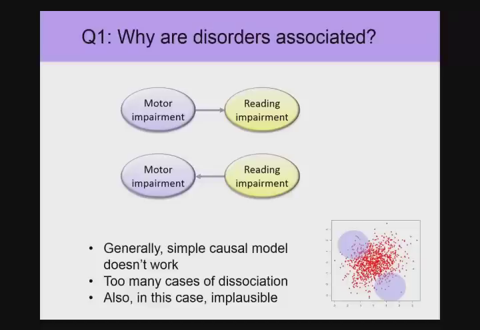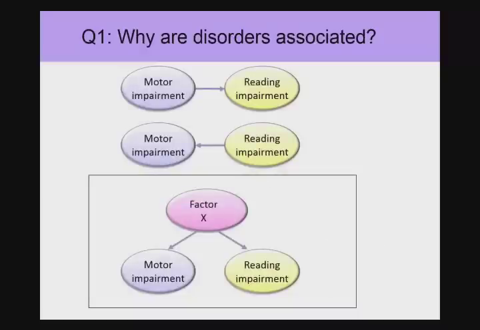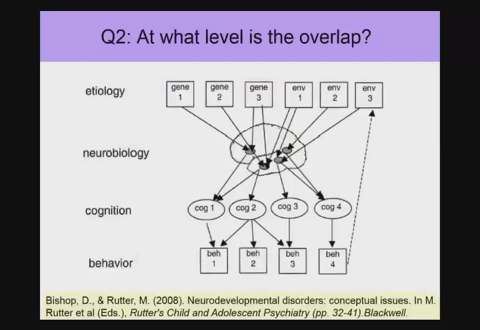And I'd say in the case of motor and reading skills, it's not very plausible anyway, although I know there are attempts sometimes to improve dyslexia by training motor skills. Personally, I find that not a sensible approach. So it suggests rather that what we're probably looking at is a situation whereby there is something, which at the moment is the mysterious factor X, which causes both motor impairment and reading impairment, but without one actually directly influencing the other. But at what level are we talking about an overlap?